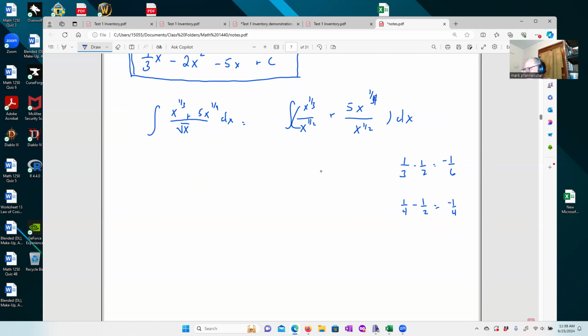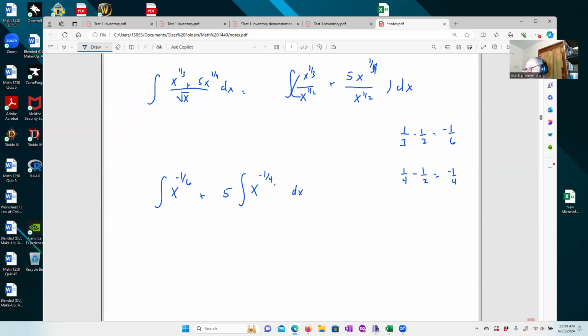Okay, so we'll go ahead and integrate this. We're going to have the integral of x to the negative 1/6, it's 1/3 minus 1/2, top minus bottom, plus 5, we pull that off to the side, integral x to the negative 1/4. There's constants like this will float through the integral sign. Then we have to go ahead and integrate this.